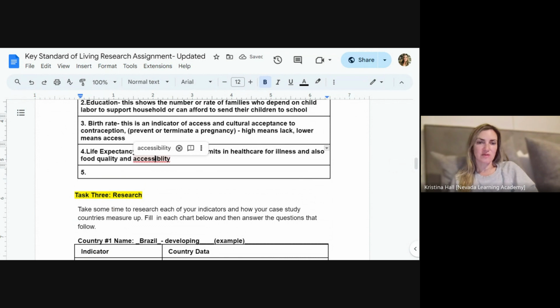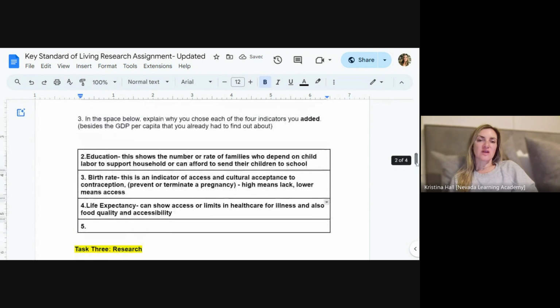Oh, I know I misspelled that. Accessibility. Okay. So you're giving, again, an explanation. Why do you think your indicator is going to help show, besides GDP, how high or low the standard of living is?